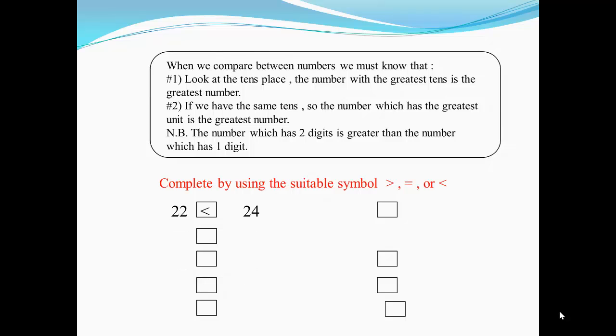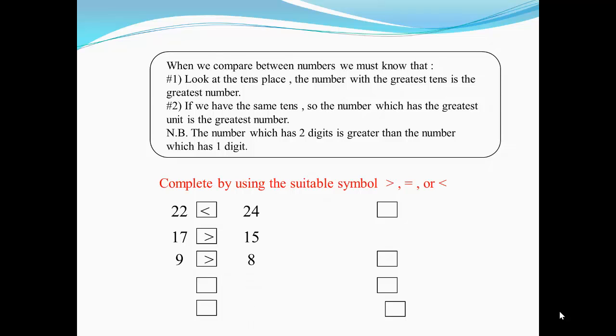Here, 22 and 24. First I look at the tens, the same tens. I look to the ones. One has two in ones and one has four in ones. Which is greater? For sure, the one which has the greatest ones. So 24 is greater than 22. 17 and 15. Again the same tens and different ones. I look to the ones place. Which is greater, 7 or 5? 7. So the number which has the greatest ones is the greatest number, so 17 is greater than 15.